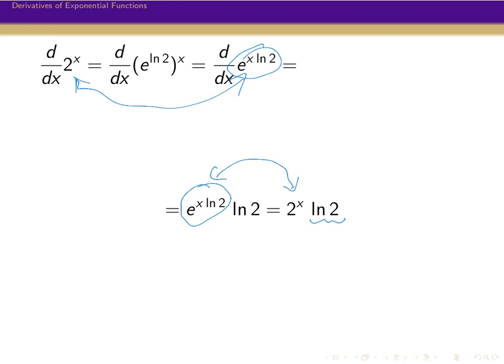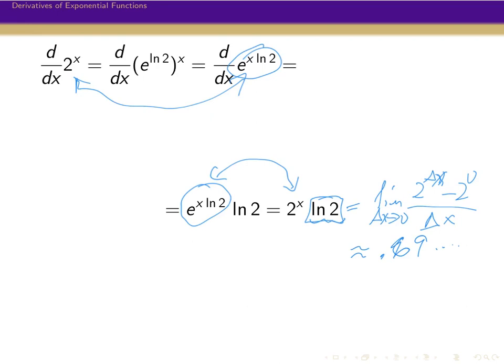Okay, so this natural log of 2 right here is the limit as delta x goes to 0 of 2 to the delta x minus 2 to the 0 all over delta x, which is 0.69 blah blah blah. Okay, and so that means the limit for 3 to the x, the 1 point blah blah blah, that's actually the natural log of 3.